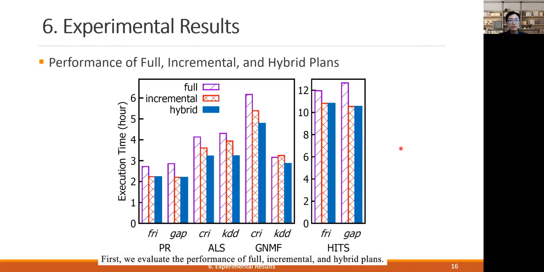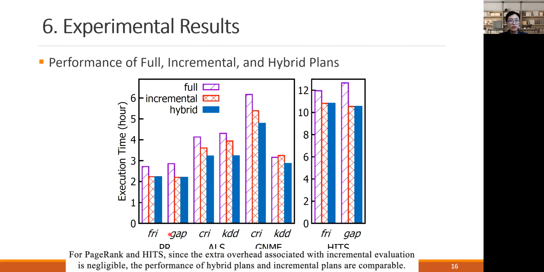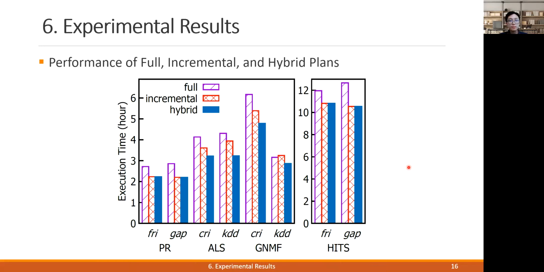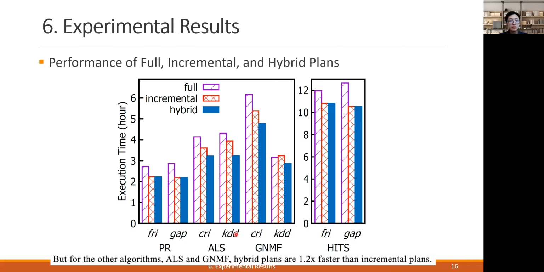First, we evaluate the performance of full, incremental, and hybrid plans. On average, hybrid plans are 1.3 times faster than full plans. For PageRank and HITS, since the extra overhead associated with incremental evaluation is negligible, the performance of hybrid plans and incremental plans are comparable. But for the other algorithms, ALS and GNMF, hybrid plans are 1.2 times faster than incremental plans.